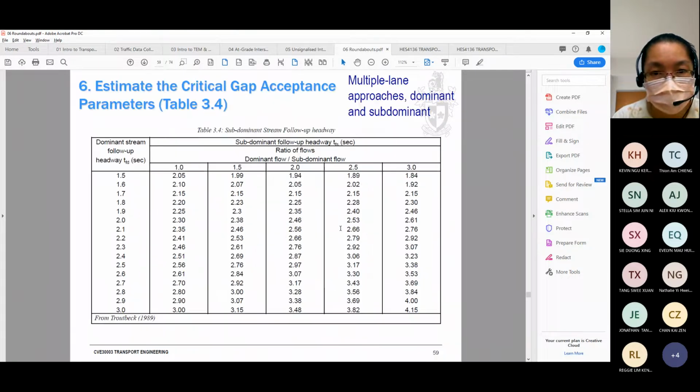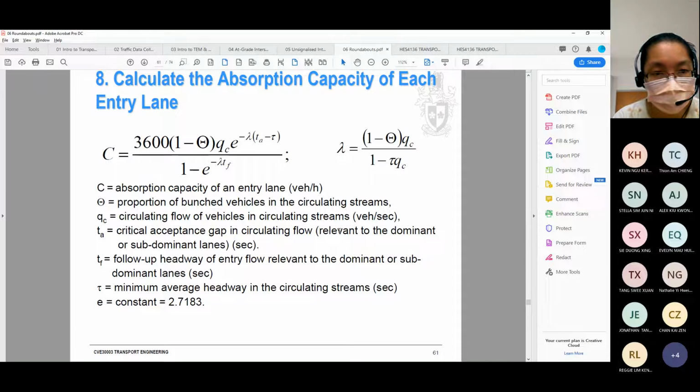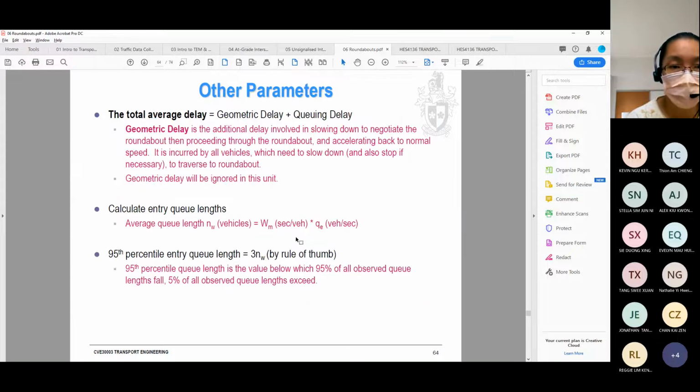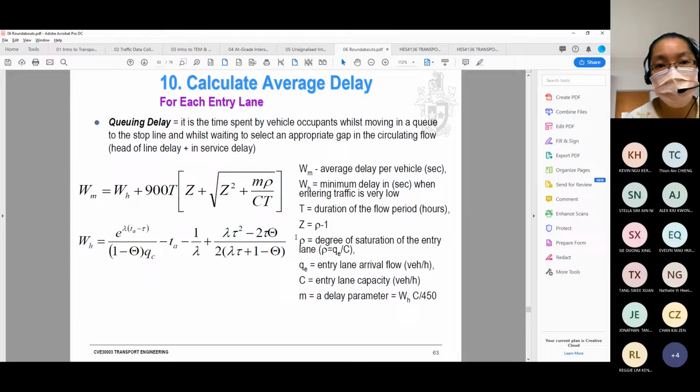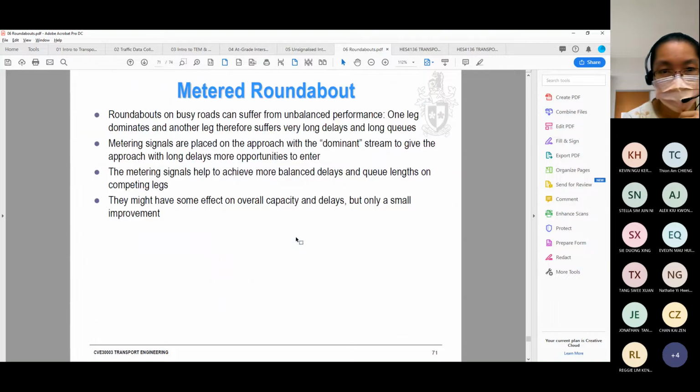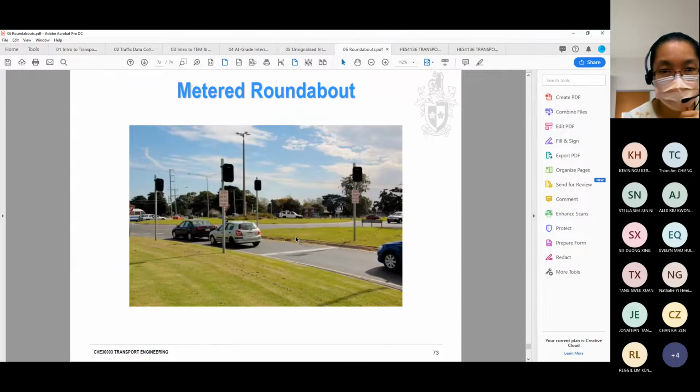And all the tables to get the parameters and the capacity. Once you have the capacity, then comes the performance parameters, such as degree of saturation, delay, queue length, and so on. All these are performance parameters to check the performance of your intersection. But then this is an example, and then we had metered roundabout. That's about it for roundabout.